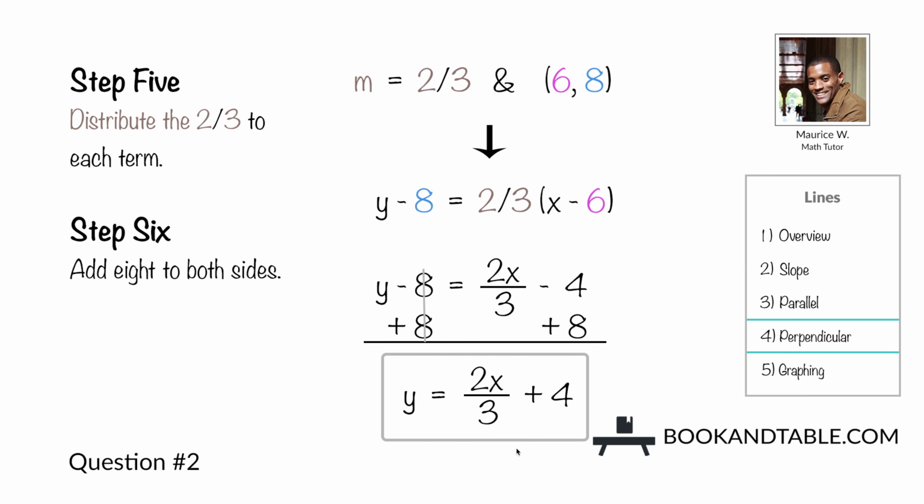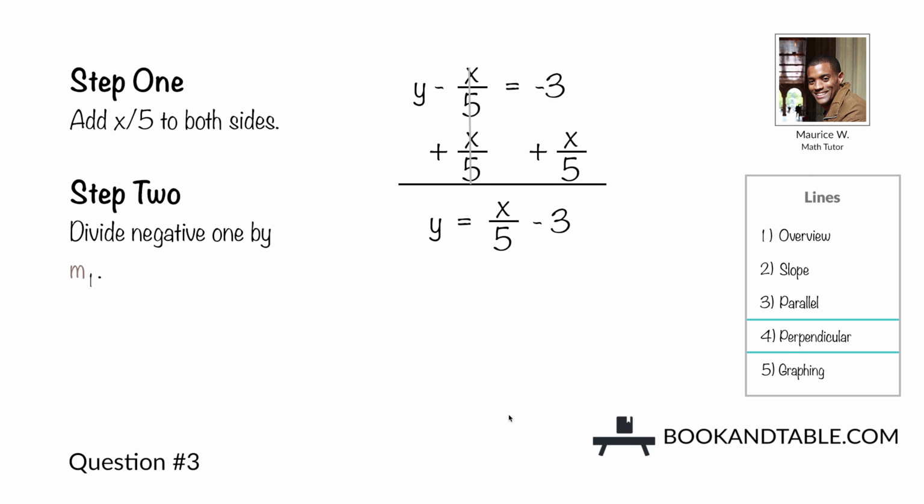And now question number 3. You were given the line y minus x over 5 is equal to -3, which is in standard form. This is the line perpendicular to the one that we want. So we want to switch this to slope-intercept form. So step 1, add x over 5 to both sides. That shows us that the line has an equation of y is equal to x over 5 minus 3. That means the slope of this line is 1 over 5.